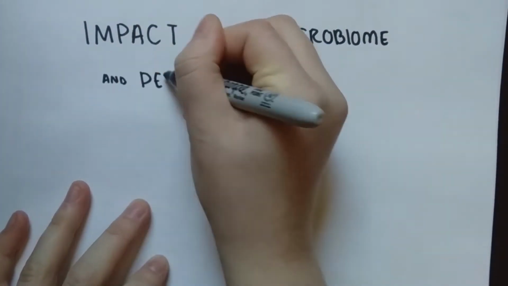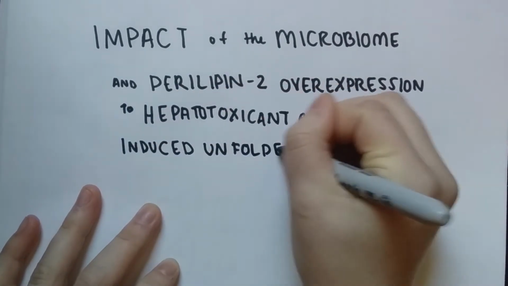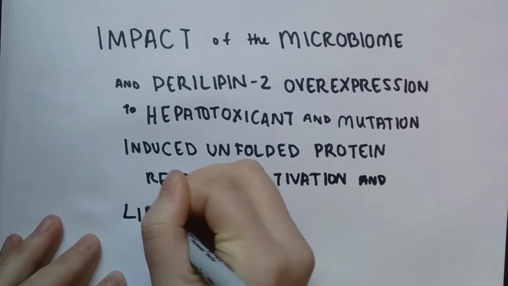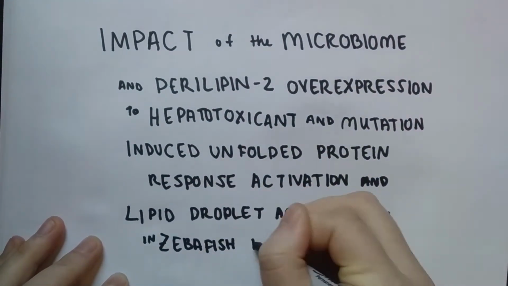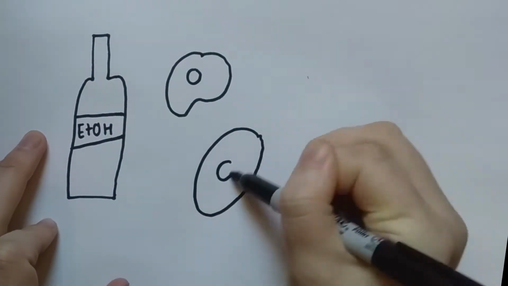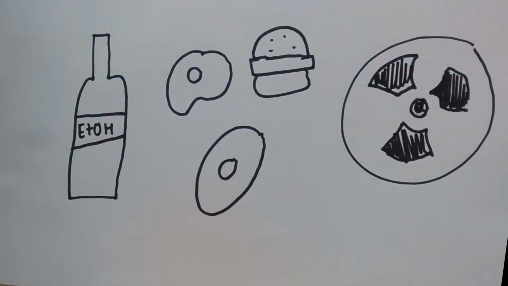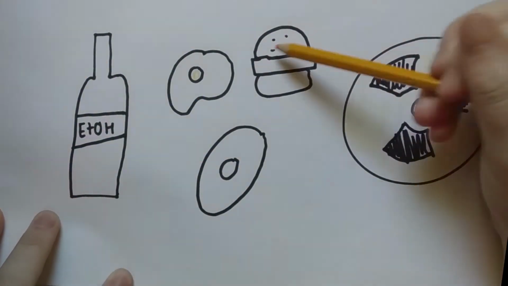Impact of the microbiome and perilipin-2 overexpression on hepatotoxin- and mutation-induced unfolded protein response activation and lipid droplet accumulation in zebrafish hepatocytes. Stress in the form of alcohol abuse, high-fat diet, and environmental toxicant exposure leads to activation of signaling pathways.